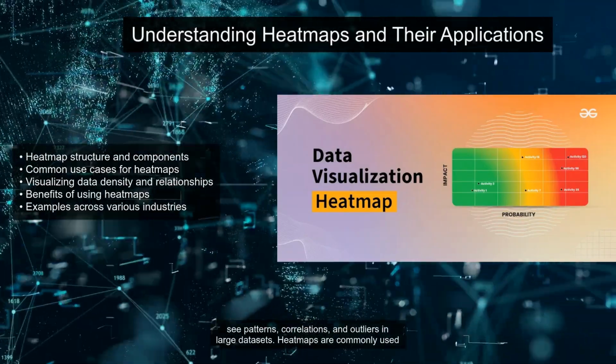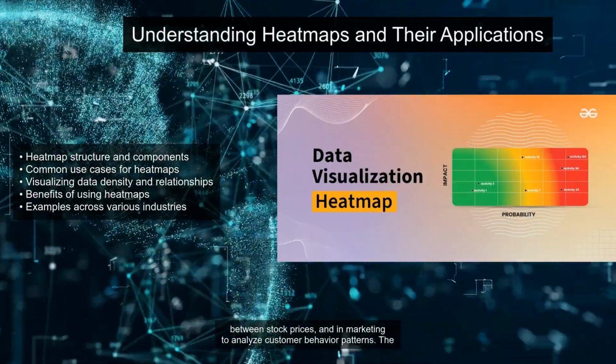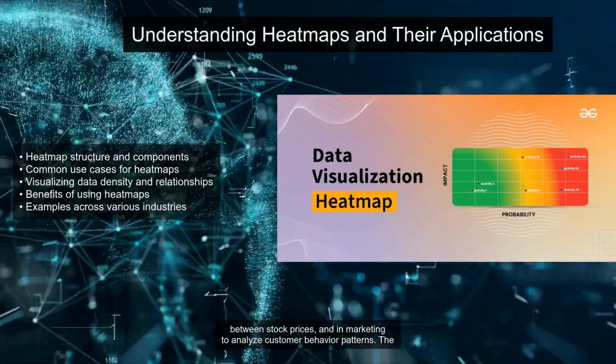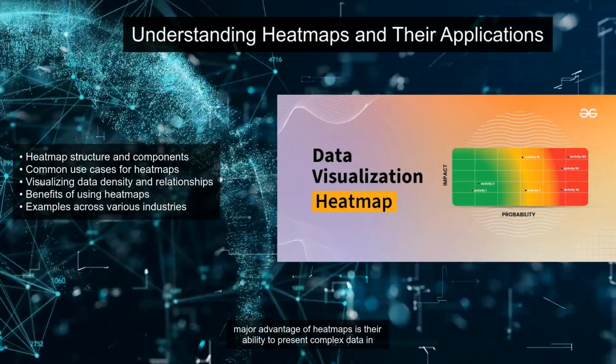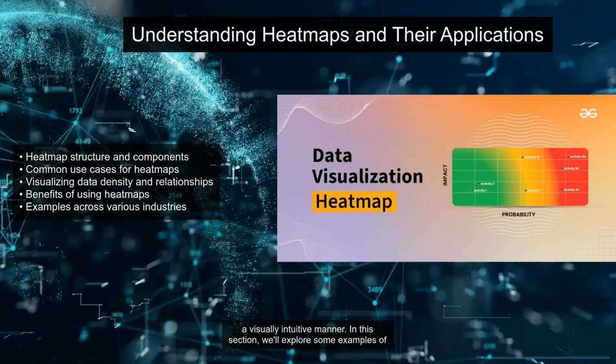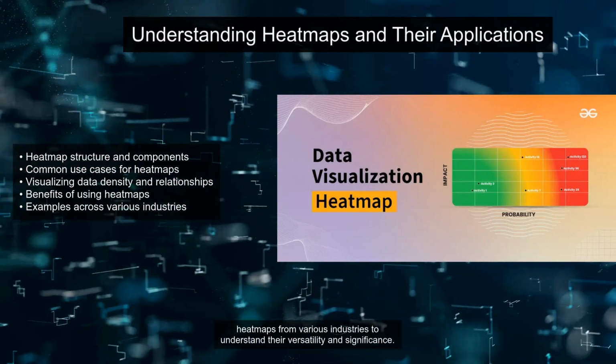Heat maps are commonly used in genomics to visualize gene expression data, in finance to observe correlations between stock prices, and in marketing to analyze customer behavior patterns. The major advantage of heat maps is their ability to present complex data in a visually intuitive manner. In this section, we'll explore some examples of heat maps from various industries to understand their versatility and significance.